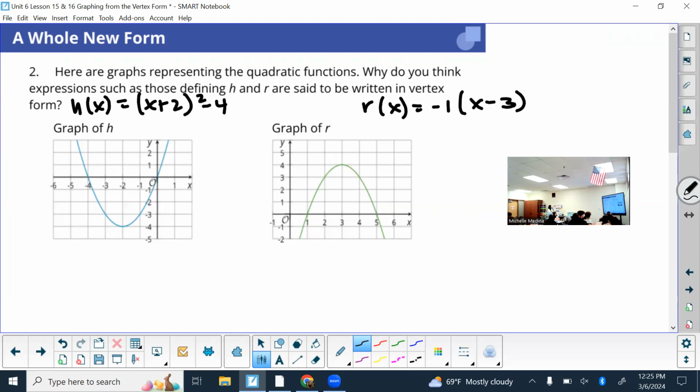So where can I see this -1, this 3, this 4? Where can I see this 2, this -4? That's what you're going to talk about in your groups and have an answer ready in about 2 minutes. Where can I see these numbers on the graph? Where do I see the -4 on graph H?